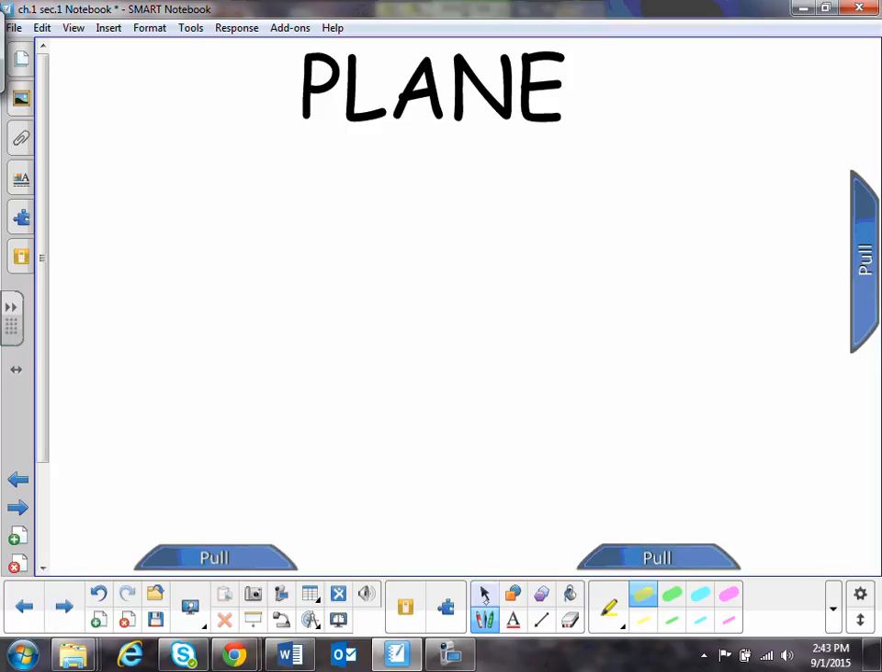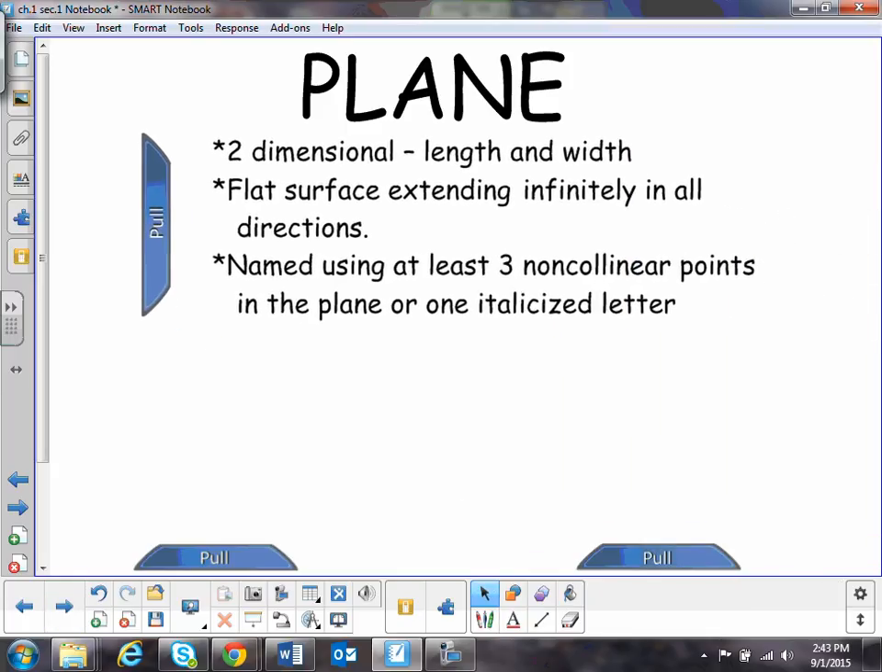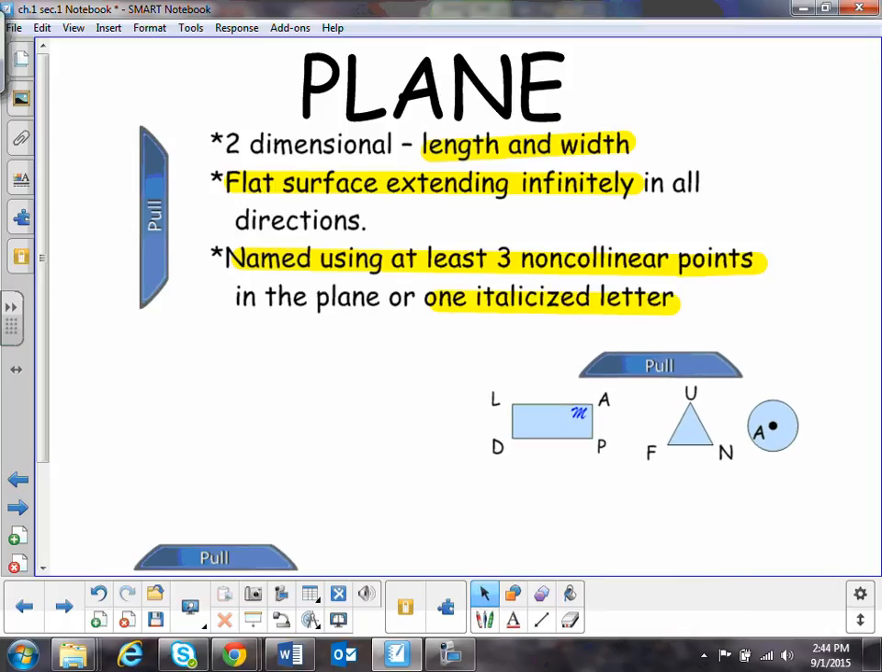Next one is plane, the third one. This one is 2-dimensional, meaning it has a length and a width. This is considered a flat surface, extending infinitely forever and ever in all directions. You name this with at least 3 non-collinear points or 1 italicized letter. So here are some examples of some planes.